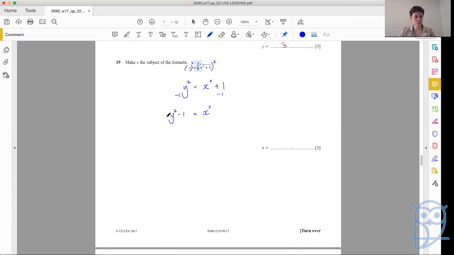So once we've got an x squared equals y squared minus 1, we're very close to having x on its own. So what we need to do to reverse a square, we're going to square root. So we're going to square root this side, which means we're going to square root that side as well. So we would have x equals the square root of y squared minus 1. So here in our answer space, they've given us the x equals. So it is just square root y squared minus 1. Make sure that that square root goes all the way over to the very end. It's the whole side that you square rooted.